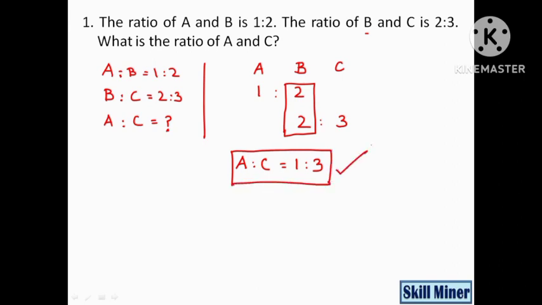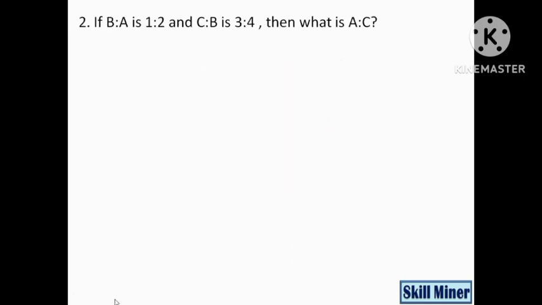Since the ratio of B is common in both the cases, we can write directly the ratio of A and C as 1 is to 3. Now we can move to the next problem.